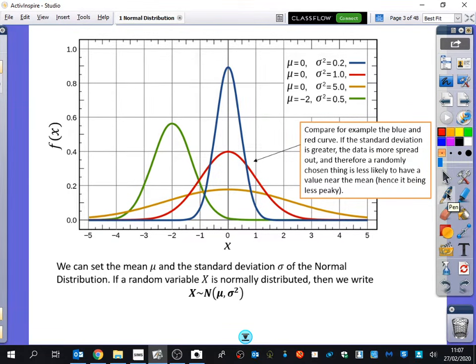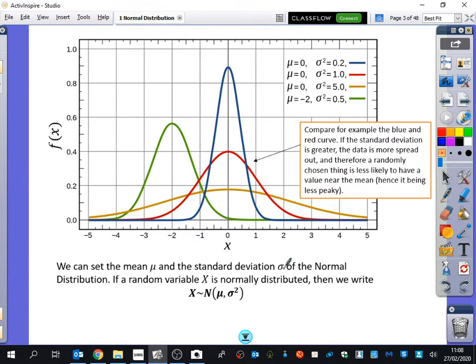This bit that I've got written at the bottom is really, really important because we need to understand how these things are written. So it says we can set the mean mu and the standard deviation sigma of the normal distribution. Quick side note there, mu is the Greek letter for the letter M, so mean, and sigma is the Greek letter for the letter S, so standard deviation. So it does actually fit, they're not random letters that have been picked.